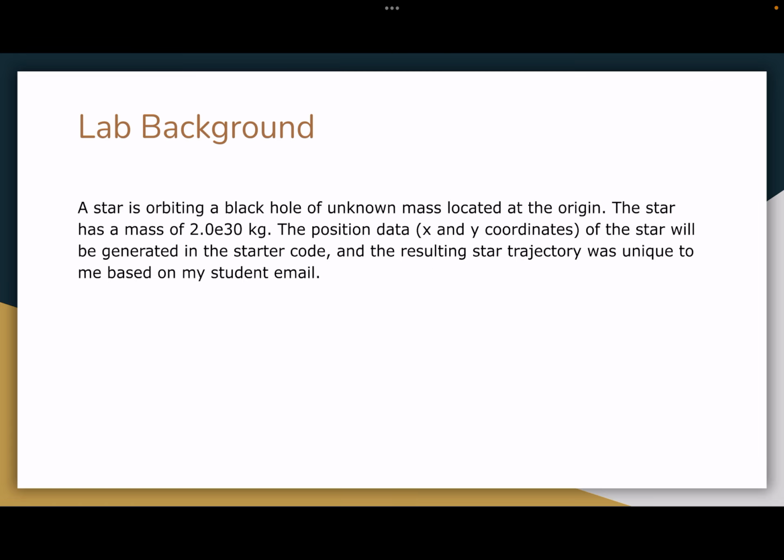So in this lab, this is some background. A star is orbiting a black hole of an unknown mass located at the origin. The star has a mass of 2.0 times 10 to the 30th kilograms. The position data should be in x and y coordinates, and the star will be generated in the starter code, so the resulting star trajectory was unique to me based on my student ID.